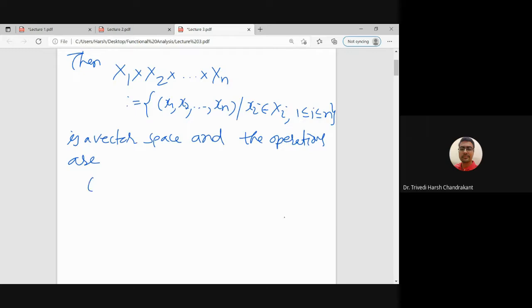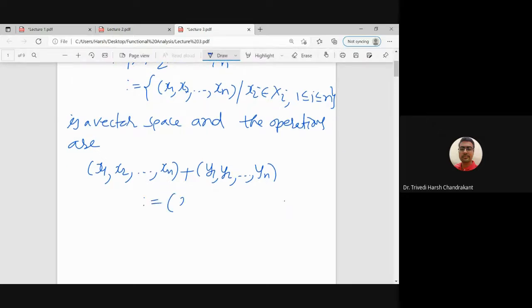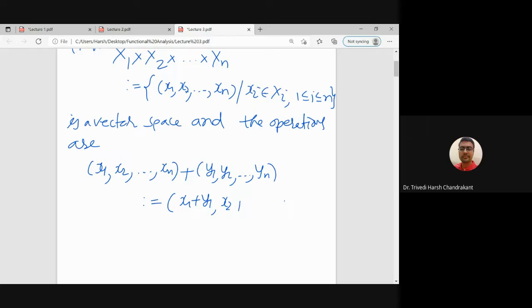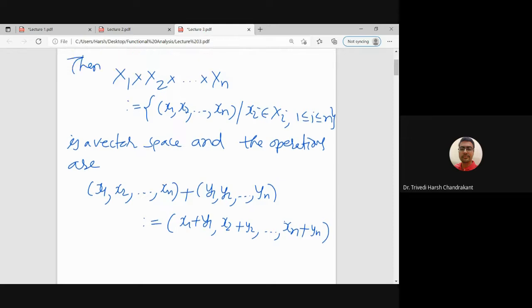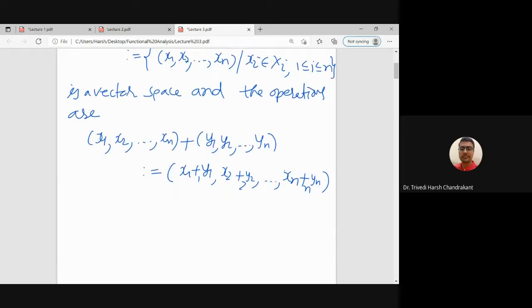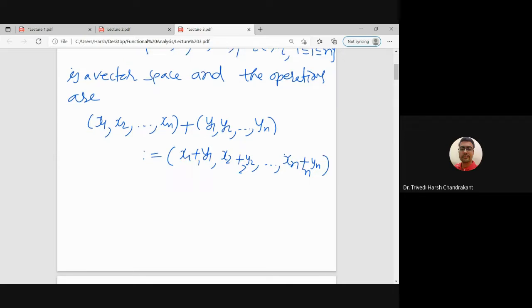and the operations are: here we define coordinate-wise operations. So if we add (x1, x2, ..., xn) with (y1, y2, ..., yn), that is defined to be (x1 plus y1, x2 plus y2, ..., xn plus yn). Here it is not necessarily that X1 should be equal to X2. They may be different vector spaces and the operations may also be different. So we can also write x1 plus 1 y1, x2 plus 2 y2, ..., xn plus n yn, where plus 1 is an operation on X1, plus 2 is an operation on X2, plus n is an operation on Xn.